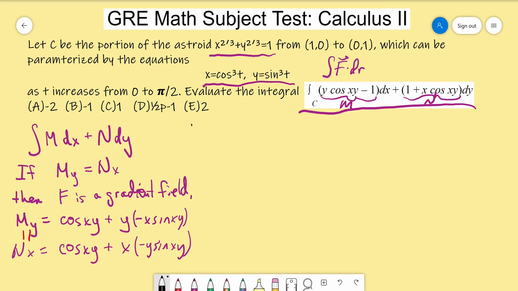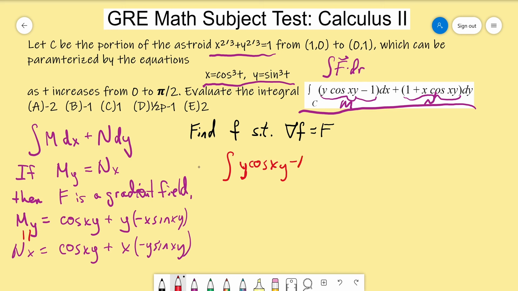So what we want to do is to find little f such that the gradient of little f is equal to big F. What does that mean? It means that if we take the integral of this M, y cosine xy minus 1, with respect to x, what's that going to be? It's going to be y divided by y is 1, so it's just going to be cosine xy minus x plus some function, a little g of y.